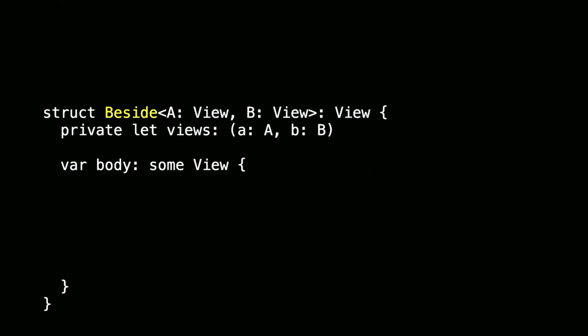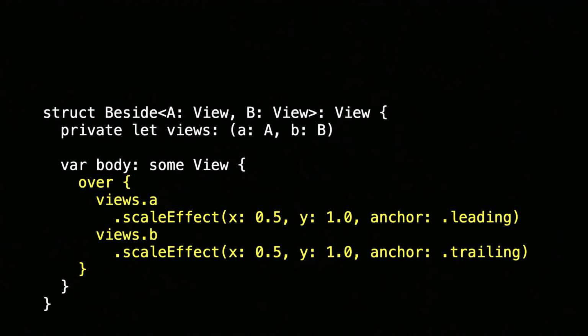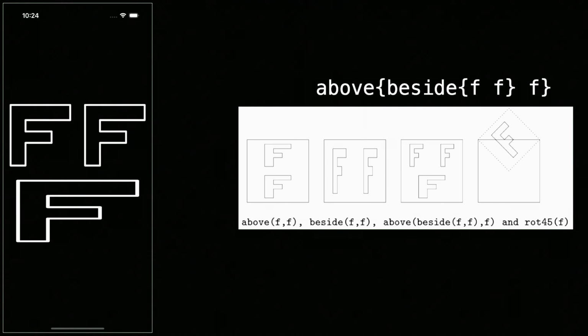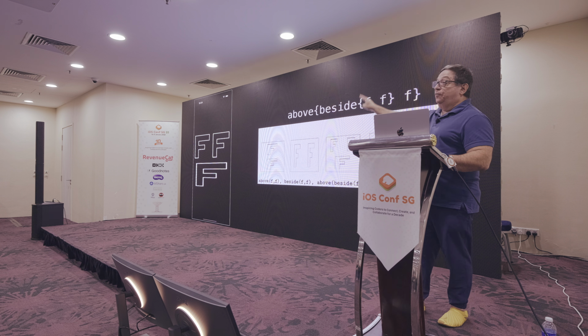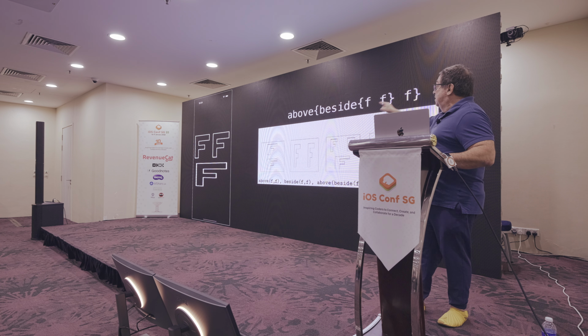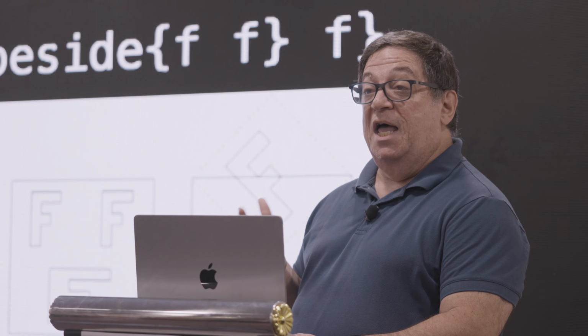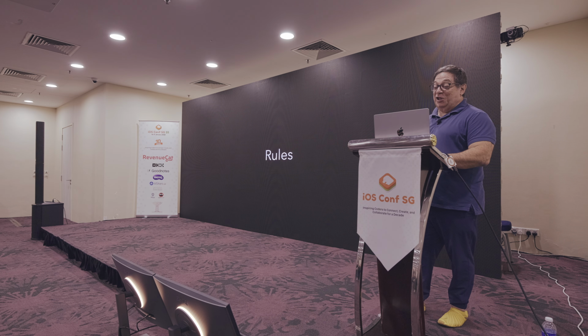We can draw two things beside each other the same way. We just do it to the leading edge and the trailing edge by a half. We type alias and we get that. And now we can start combining them and say, look, draw two things beside each other above a third thing. And so above beside FFF gives us that picture there. So we're building a language. A language has rules. And this is delightful.